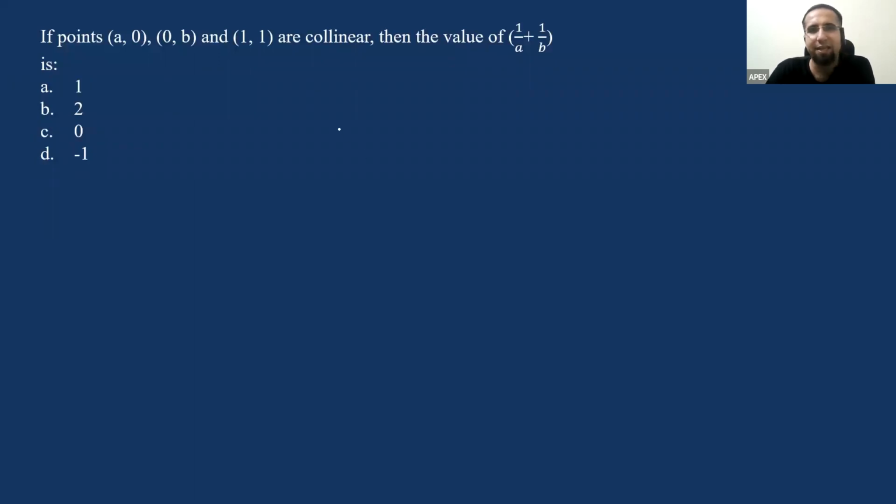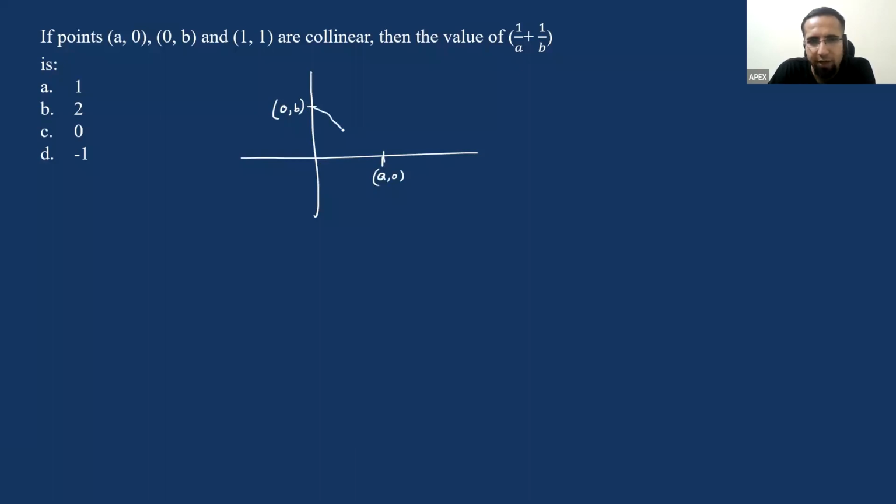The question says points A, comma 0 and points 0, comma B. Clear? A, comma 0, let's say, is here. This point is A, comma 0. For any point on the x-axis, the value of y is 0. For the point 0, comma B, any point on the y-axis, the value of x is 0. And the point 1, comma 1.